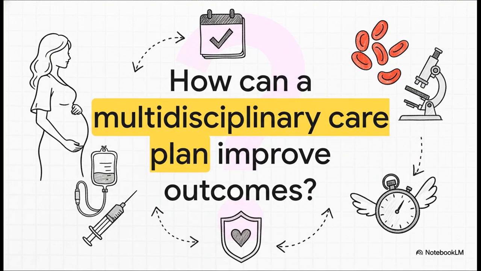So, to wrap this all up, let's come back to this question. What's the secret to a good outcome here? It's all about planning. A solid, multidisciplinary care plan that's made before the patient is even in labor. Getting obstetrics, anesthesia, and hematology all on the same page ahead of time is what makes all the difference. It's about being proactive, not reactive, and that's what saves lives.